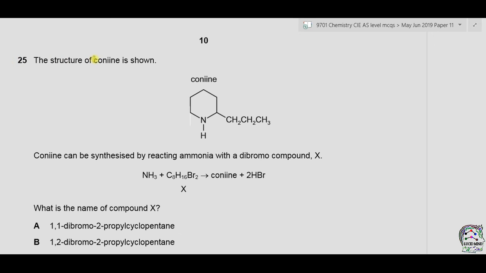Question number 25, the structure of conene is shown. This is the compound conene. Conene can be synthesized by reacting ammonia with dibromo compound X. This is the chemical reaction in which this thing reacts with ammonia to form conene along with 2HBr. What is the name of compound X? As we can see that 2HBr are removed and we had a reactant called NH3. So in NH3, 3 hydrogen atoms are present.